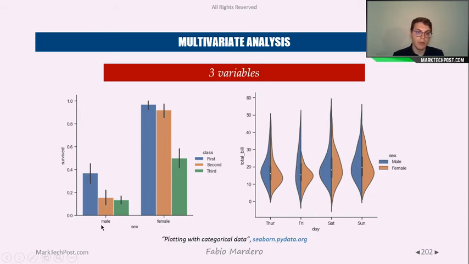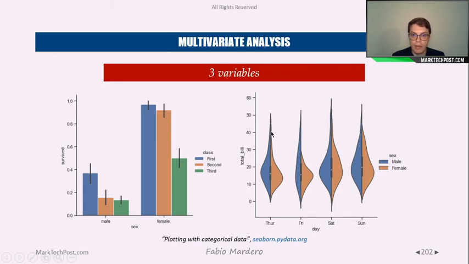For example, here we have the gender, the percentage that survived, and the class. Here we are representing three variables. One is numerical and two are categorical. Here we do the same, but with a violin plot.